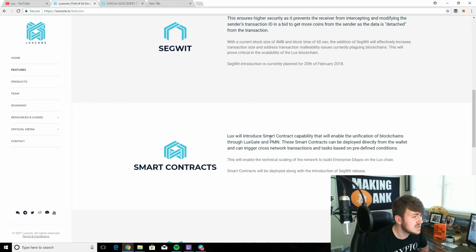It says Lux will introduce smart contract capability that will enable the unification of blockchains through LuxGate and PMN. Okay, see, these are the two that we're interested in. These are unique features to LuxCoin. It says these smart contracts can be deployed directly from the wallet and can trigger cross-network transactions and tasks based on predefined conditions. This will enable technical scaling of the network and build enterprise dApps on the Lux chain. No, that's cool.